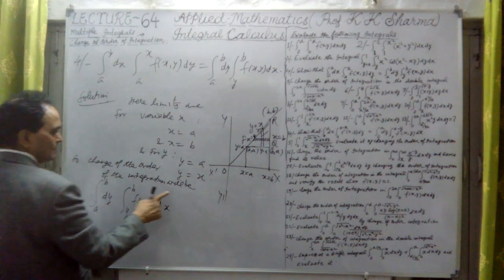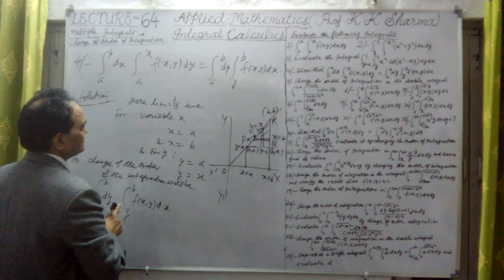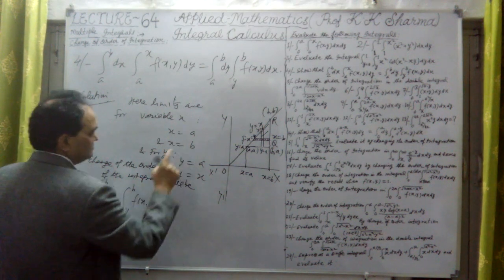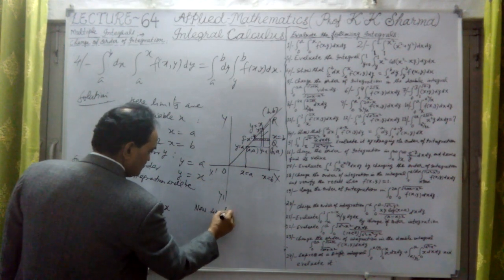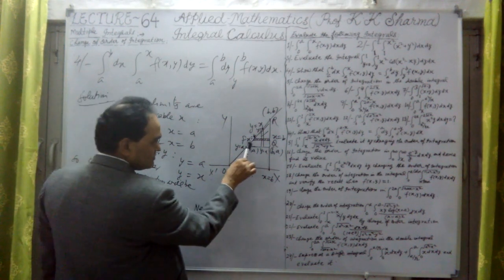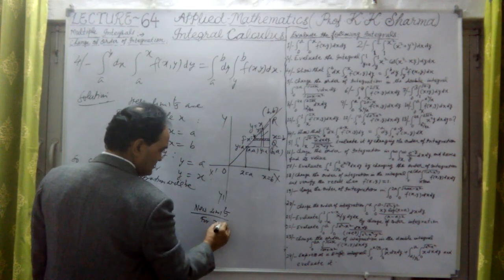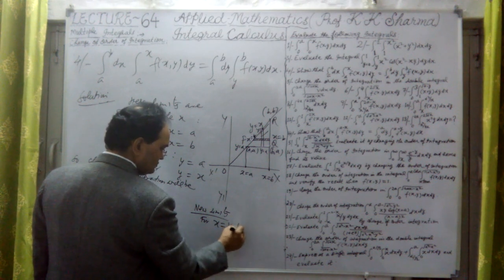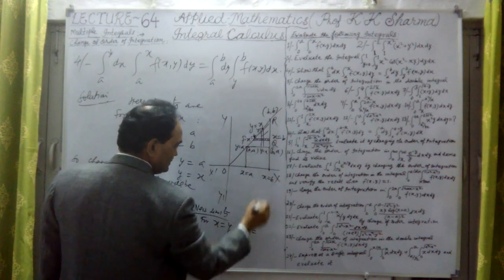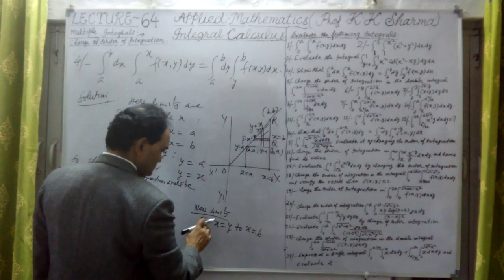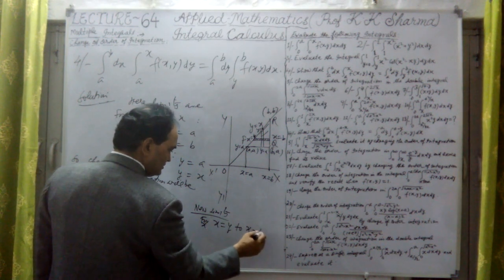The new limits were here. I am not taking the new limits. Okay, these were the limits given to us. The new limits are the new limits that we write here. Here, x equal to y, or x equal to y, x equal to b here. This is our upper limit for x: x equal to y, x equal to b, the two limits.